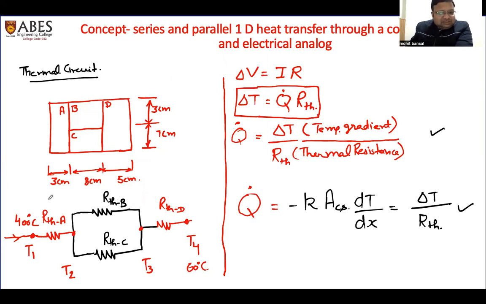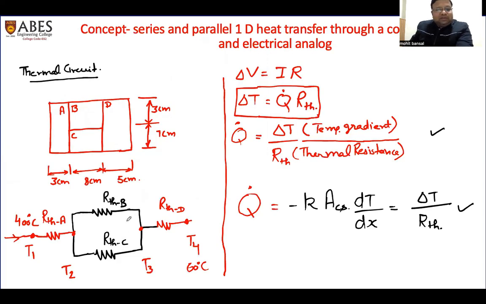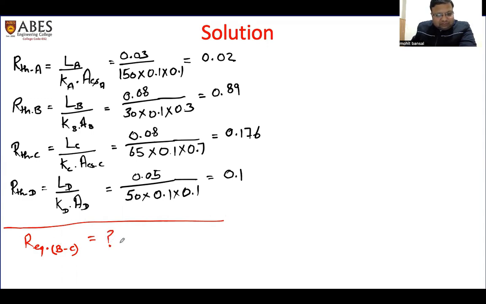Now we will see in this network diagram that B and C are in parallel. So we have to calculate the equivalent thermal resistance for B and C. And as we have said that this is analogous with the electrical circuits, so we will calculate the equivalent thermal resistance for B, C. So, we all know, 1 upon R equivalent for B and C will be equal to 1 upon the thermal resistance of B plus 1 upon thermal resistance of section C.